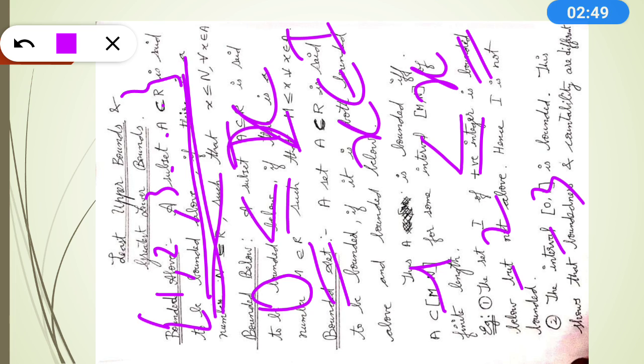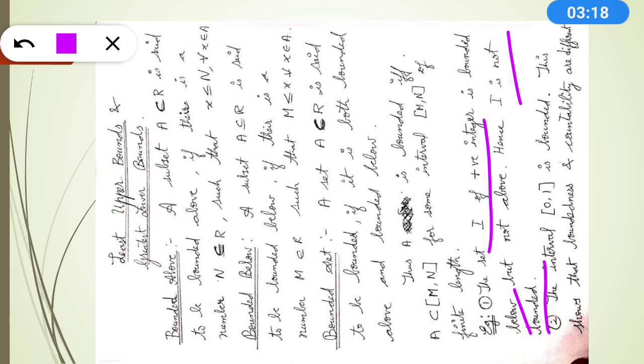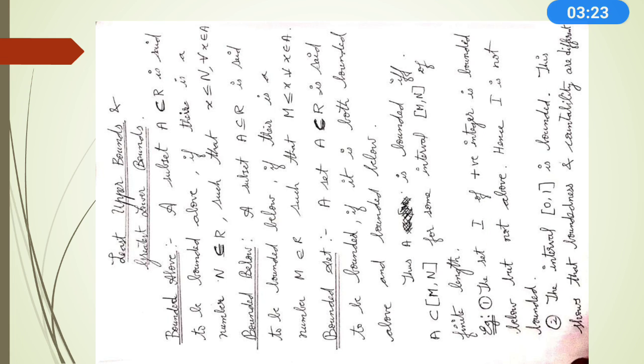So this set can have infinite number of elements that will be less than my elements in the set. Therefore, the set of integers will be what? Bounded below. It is bounded below and it is not bounded above. Okay, the set I of positive integers is bounded below, hence I is not bounded because it is not bounded above. Okay, so let me take one more example.